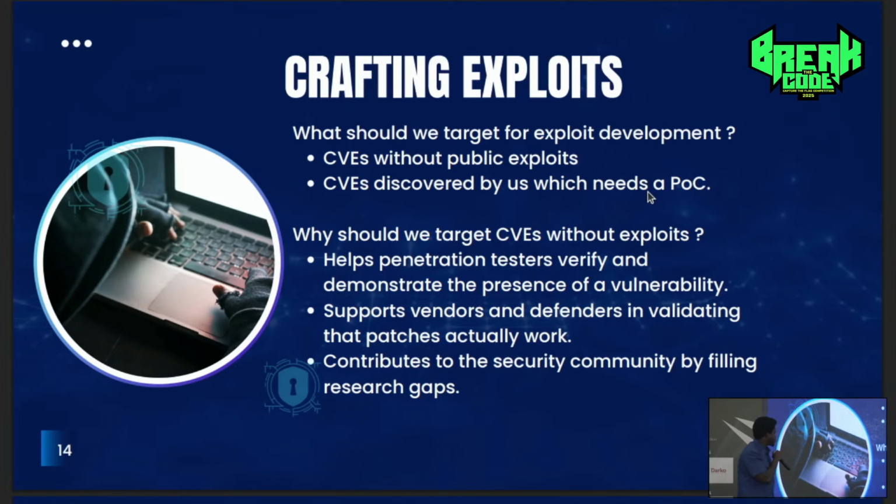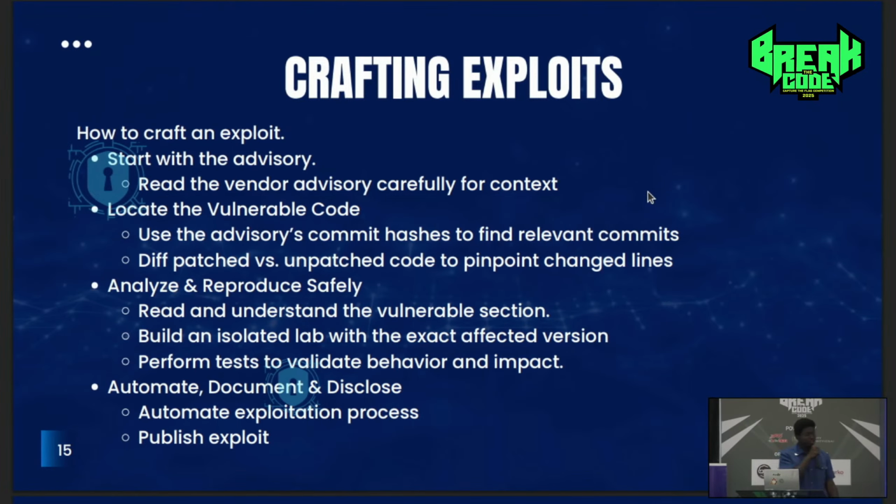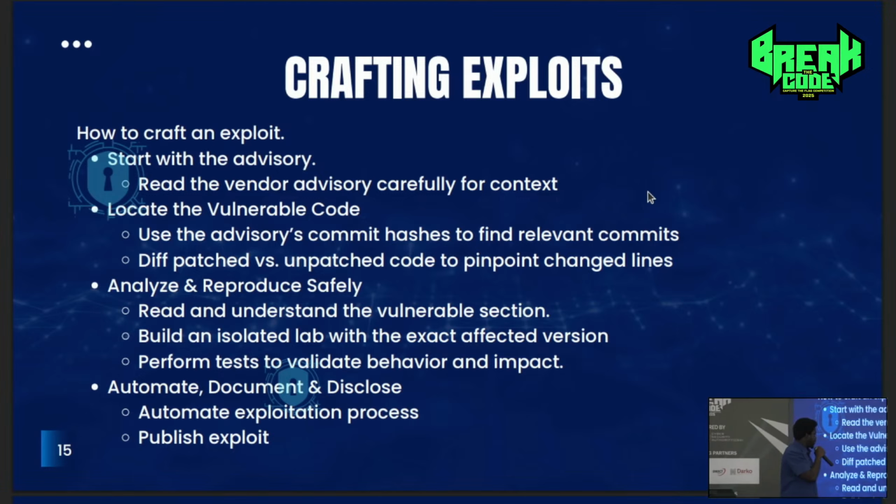Okay. So I've already spoken about why we should target CVEs without exploits. I think we can move on to the next slide. How to craft an exploit, right? So for certain vulnerabilities, you want to first start off with the advisory, because the advisory gives you information about what the vulnerability is. And then the next thing is you locate the vulnerable code. So sometimes in the advisory, they place commit hashes in there that link to where exactly the vulnerable code is. So you can read that advisory and locate the vulnerable code.